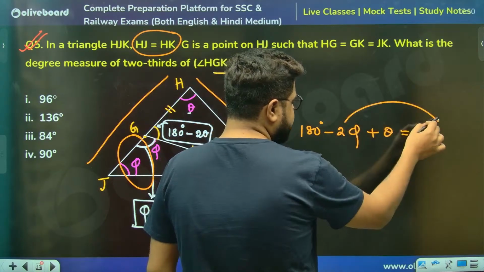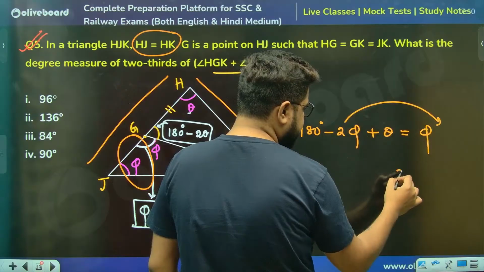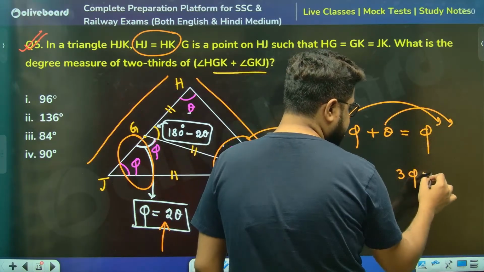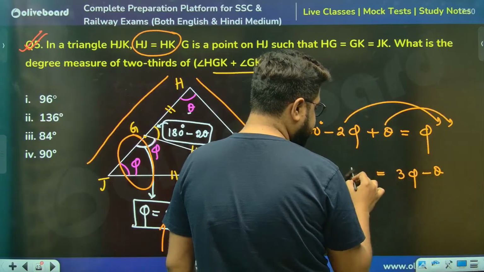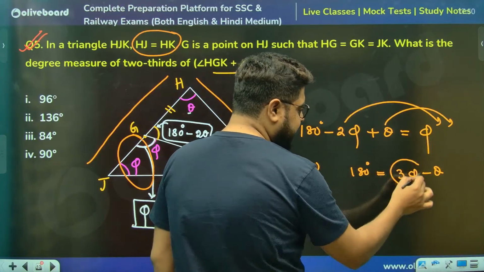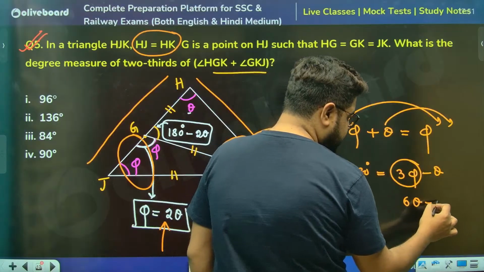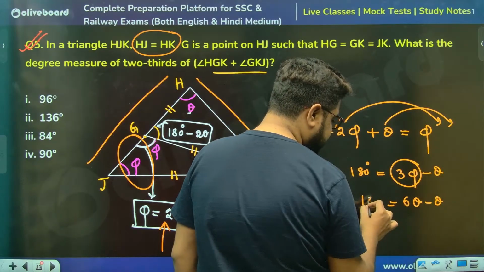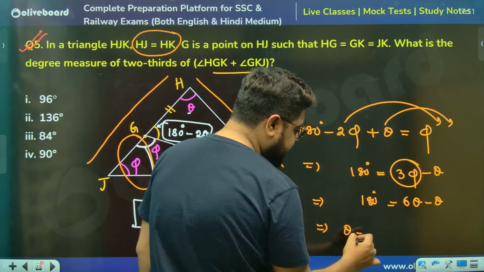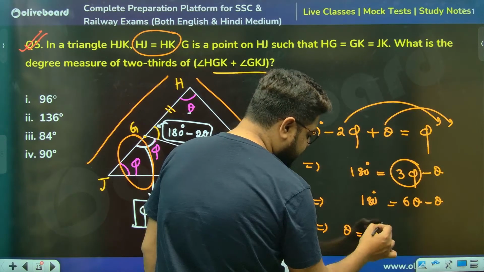Let's take it to this side. So this will become 3 phi, and this will become minus theta. That is 180. Now let's convert everything to theta. 3 phi means 6 theta, minus theta, equal to 180 degrees. So 5 theta is this, so theta will be 36 degrees.